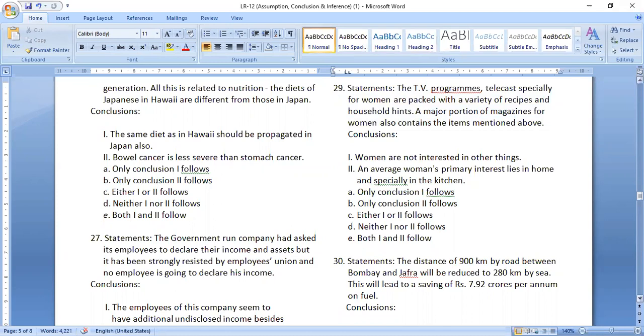Yeah, okay. Let's see. So women are not interested in other things. No, sir. I don't think that can be concluded. It's just that it's quite possible that these TV program directors and the magazine editors are very stupid people. That's possible too. So, an average woman's primary interest lies in home and specifically in the kitchen.